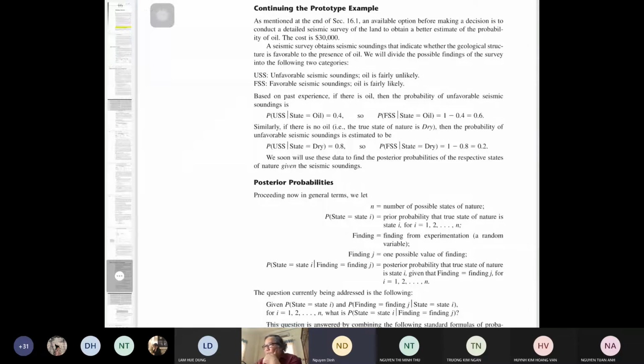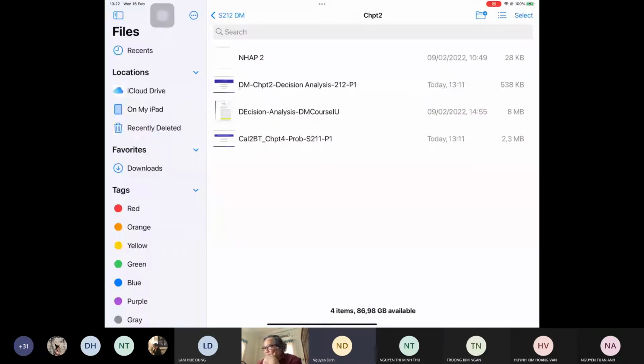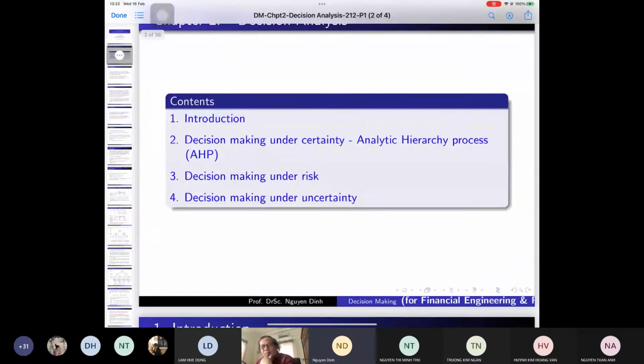Okay, I picked some important content to write out in this, and other things you can read as extra material. Of course, you can find more by typing decision analysis into the internet, and you can find other material. In this chapter, we have 3 sections.